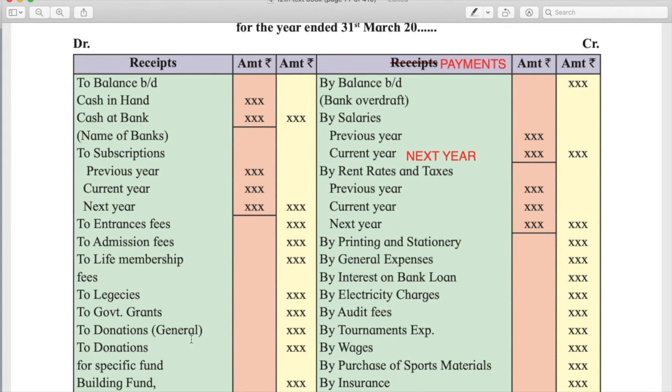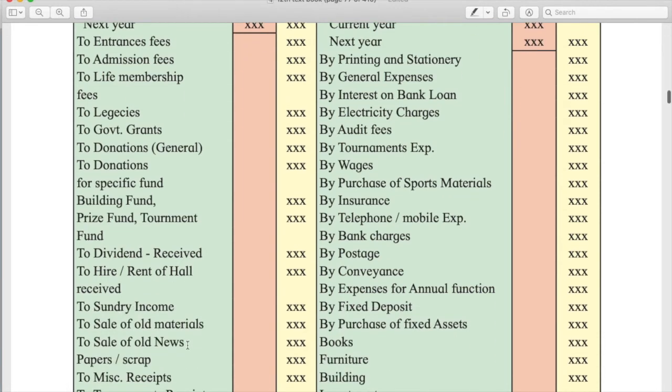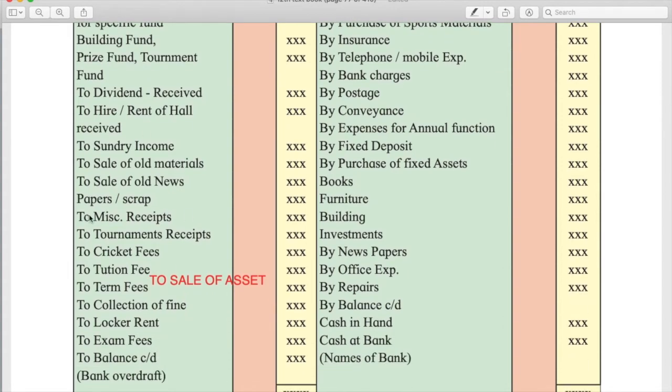Then see entrance fees, admission fees, life membership fees, legacies, government grant, donation general, donation specific. Examples are given like building fund, prize fund, tournament fund, etc. I had taken all these concepts last week. Then dividend received, hire rent of hall, sundry income, sale of old materials or old newspapers or scrap, miscellaneous receipts, tournament receipts. These are all revenue incomes of the organization.